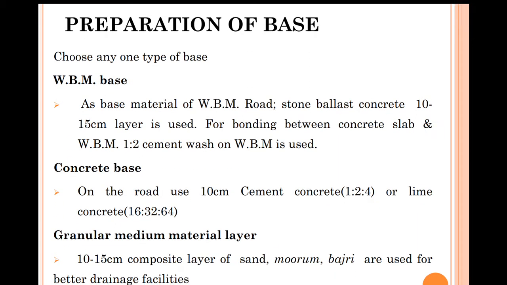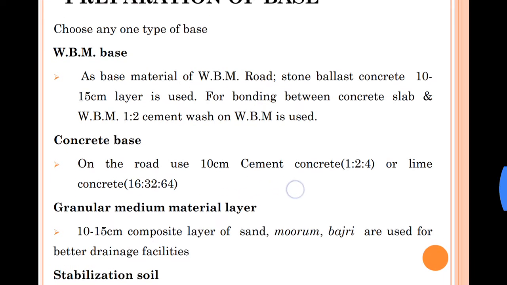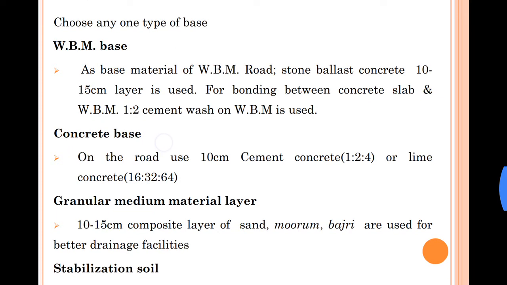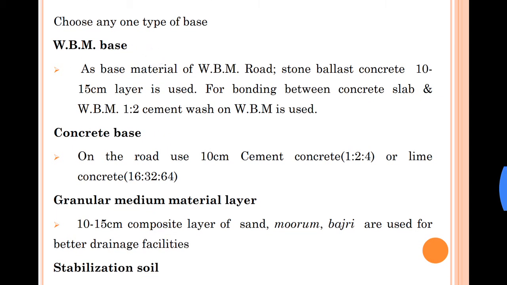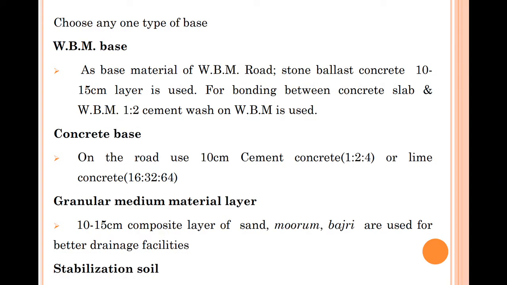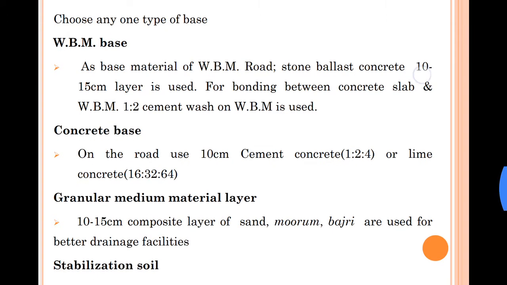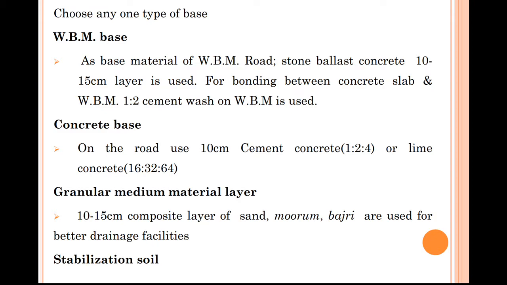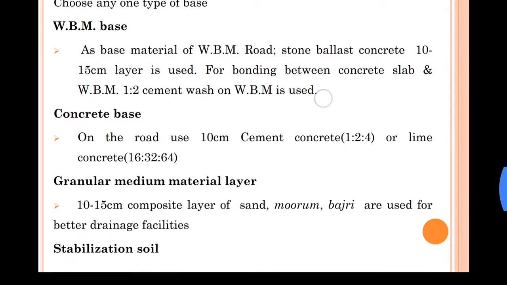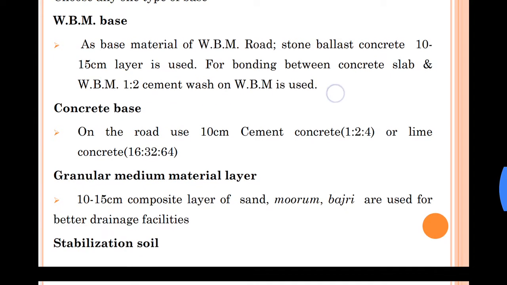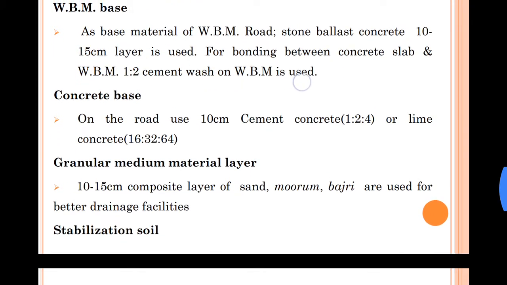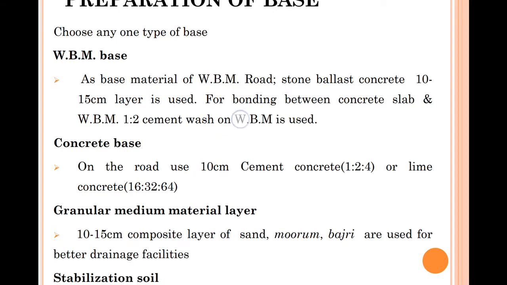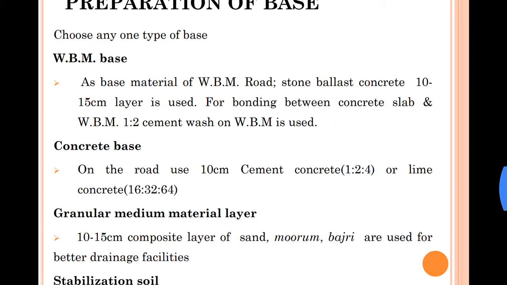Then we have preparation of base. Choose any one type of base. So the base course could be either WBM base or it could be a concrete base. In case of WBM base, as base material, WBM roads, stone ballast concrete 10 to 15 centimeter layer is used. For bonding between concrete slab and WBM, 1:2 cement wash on WBM is used. Cement slurry, or you can call it cement wash, is used for the bonding between the WBM and the concrete slab which is to be casted upon it.